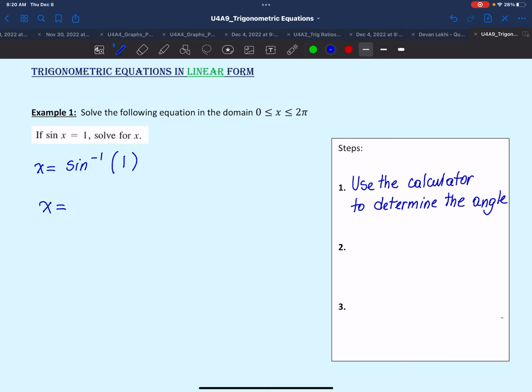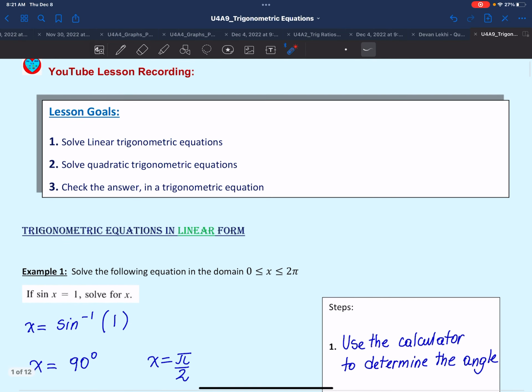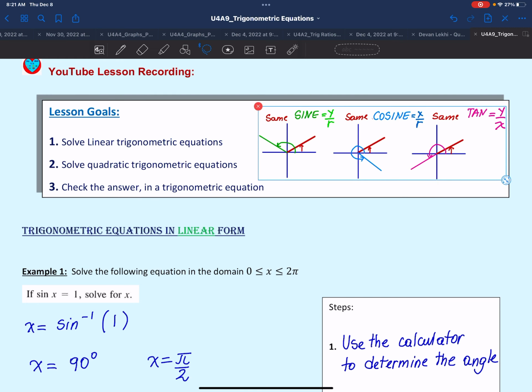If your calculator is set to degree mode, then it will give you the angle of 90, which we must convert to radians, and that is because the domain in our equation is in radians. So 90 degrees to radians would be pi over 2. Next, we have to search for other potential angles that may share the same sine ratio within the domain 0 and 2 pi. Recall that there is more than one angle that shares the same ratio within 0 and 2 pi, and that's something we've discussed in prior lessons.